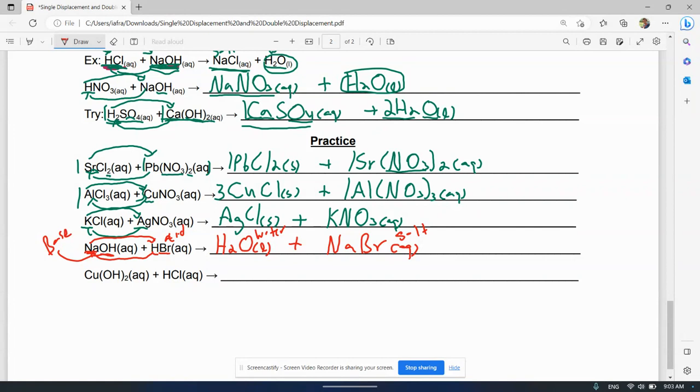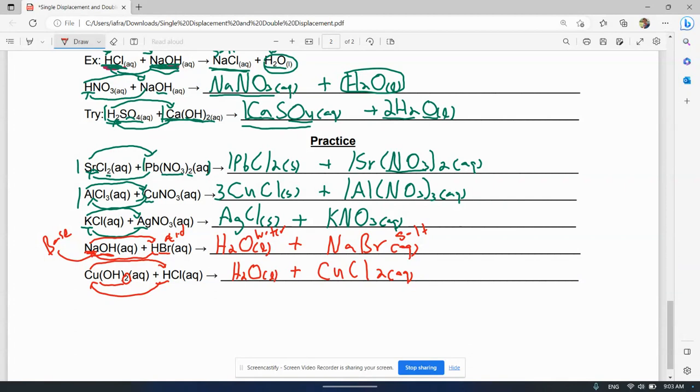All right. Next, we're going to try the last one. Once again, notice there's an OH, there's a base. There's an H there, acid. So the metal will switch spots with the hydrogen. The hydrogen goes with the OH to get some H2O. And then the copper goes with the Cl. It's copper 2 because we have a 2 up here, and the hydroxide's 1. So it's copper 2 chloride, CuCl2, that's your salt. It's going to be aqueous, and your water, of course, is liquid.